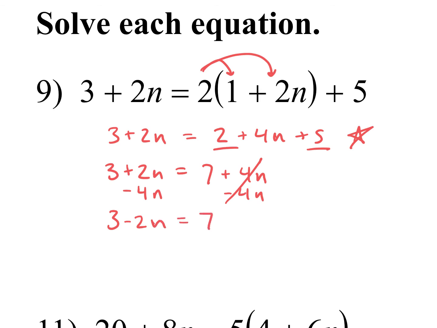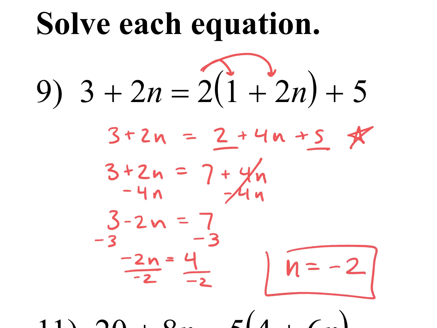What should I do next? Subtract 3 on both sides. So negative 2n is equal to 4. And then what's the last step? Divide by negative 2. What is 4 divided by negative 2? Negative 2. Awesome. So n is equal to negative 2.